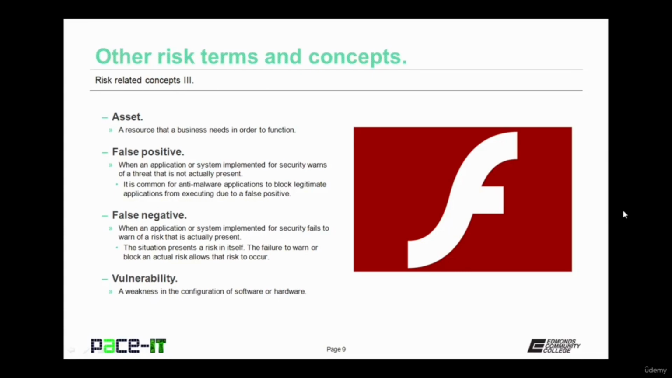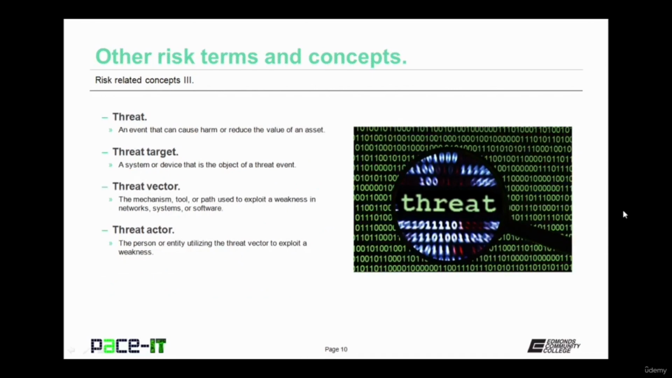Then there's vulnerability. In this situation, it's a weakness in the configuration of software or hardware. Then there's threat. It's an event that can cause harm or reduce the value of an asset. Then there's the threat target. It's a system or device that is the object of a threat event.